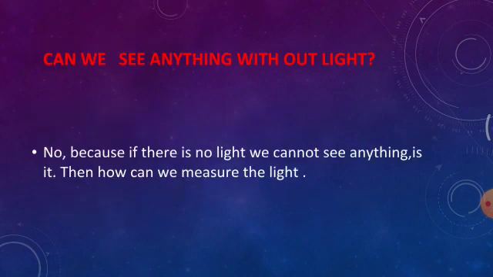Can we see anything without light? No, because if there is no light, there is no reflection. If there is no reflection, we cannot see anything with our eyes. So the light which falls on any object reflects to our eyes, and then only we can see things. That means if there is no light, there is no possibility to see anything around us.